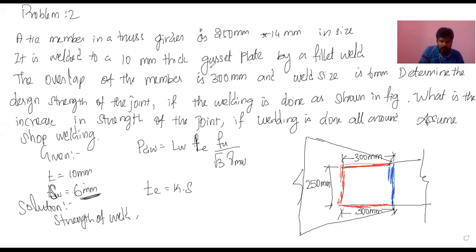So TE equals K into S. K is nothing but 0.7, S is nothing but 6 mm. So 0.7 into 6, how much? I'm going to have 4.2 mm. Now LW for the first question, which is nothing but the red line whatever we have indicated in the figure. So 300 plus 300 plus 250, so it becomes 850 mm.